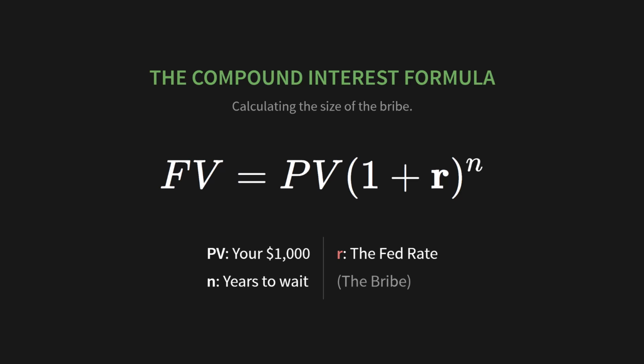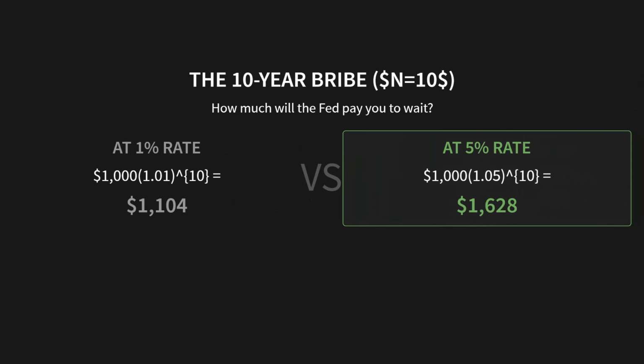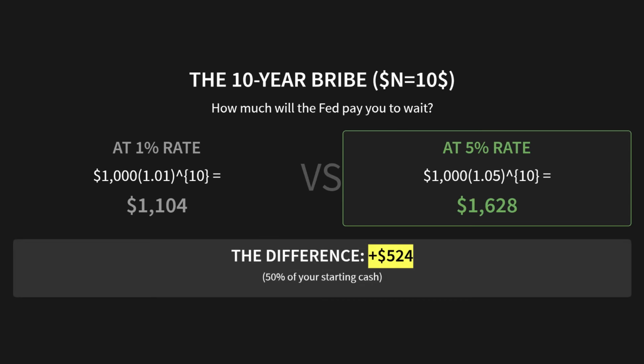That's the bribe. So let's calculate the 10-year bribe. How much will the Fed pay you to wait a decade? At a 1% rate, your $1,000 turns into $1,104. Versus, at a 5% rate, that same $1,000 turns into $1,628. The difference is an extra $524. That's more than 50% of your starting cash just for waiting.